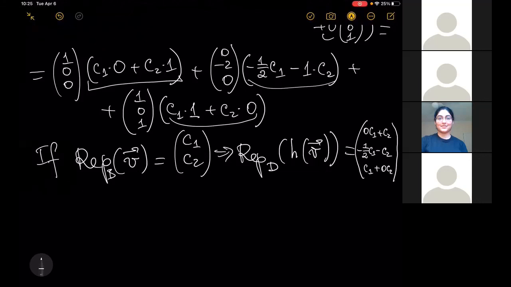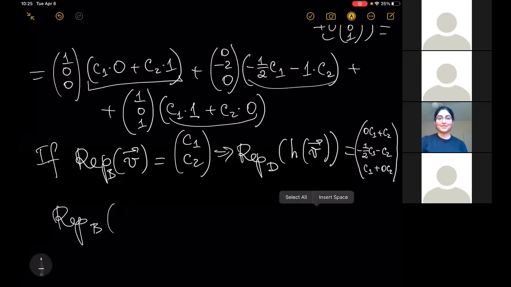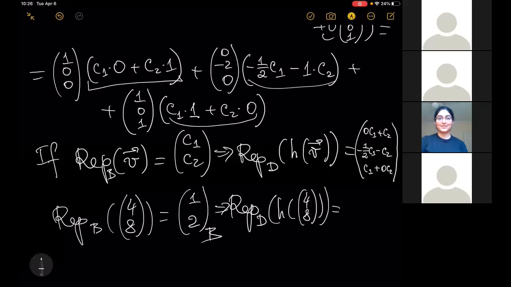For example, let's say that the representation of the vector v, let's say the following vector, 4, 8, with respect to the original basis is nothing else but 1, 2, with respect to the basis B. Then the representation with respect to the basis D of h of 4, 8 is nothing else but, if you just substitute this C1, C2, you will get 2, minus 5 halves, 1. Is it clear or not?